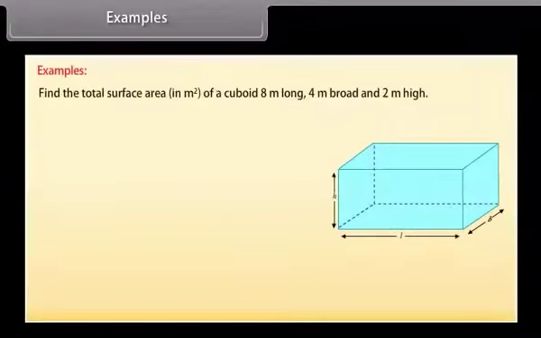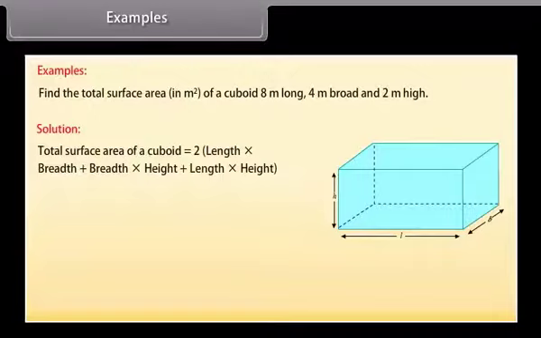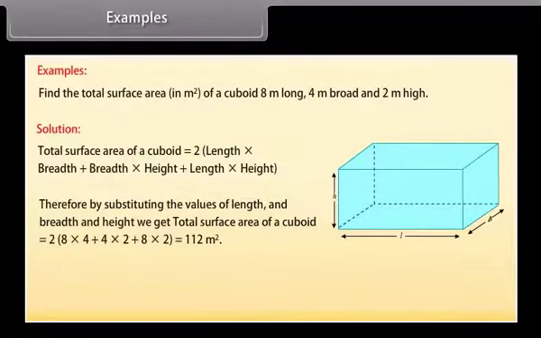Example. Let us solve some examples now. Find the total surface area in meters square of a cuboid 8 meter long, 4 meter broad, and 2 meter high. Solution. We know that the total surface area of a cuboid is equal to 2 into (length into breadth plus breadth into height plus length into height). Therefore, by substituting the values of length, breadth and height, we get total surface area of the cuboid, which is equal to 2 into (8 into 4 plus 4 into 2 plus 8 into 2), which is equal to 112 meters square.